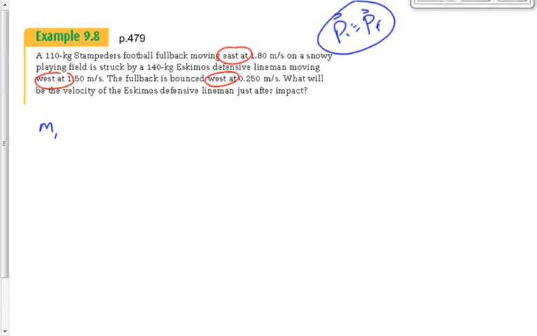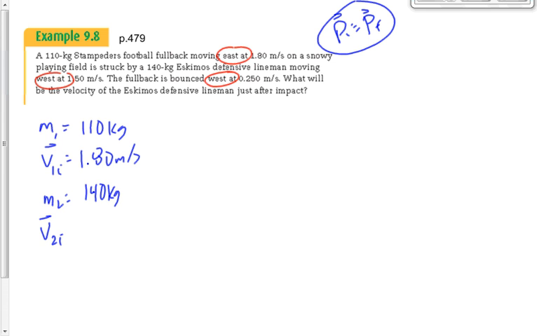It's going to get a little cumbersome here, as it does sometimes with these, so I'm going to write them down like we traditionally did in Physics 20. How you do it is up to you. I'm going to say 110 kilograms is M1. V1 initial is 1.80 meters per second. M2, that's the Eskimos player, is 140 kilograms. He's moving west initially, V2 initial, at negative 1.5 meters per second. Negative because it's to the west.